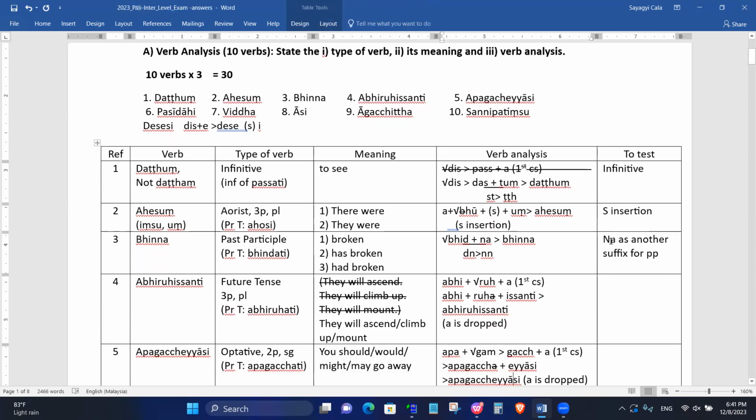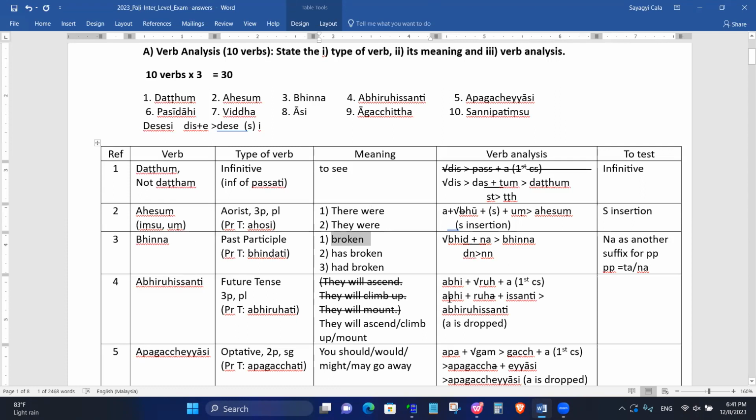Okay. Now, na, okay? This is also important because people know that the past participle is, okay? So for past participle, there are two suffixes, okay? One is ta and na. So this is to test whether you can spot check the NA is another suffix for past participle. So you have the bit plus na, then you change to binna. So the minna, you can just write, even if there's no time, you can just write the answer broken, then it's okay. If you have time, you write has broken or had broken. Broken is okay.